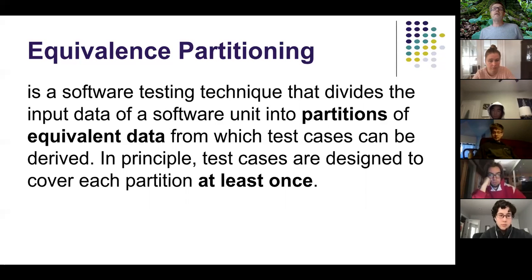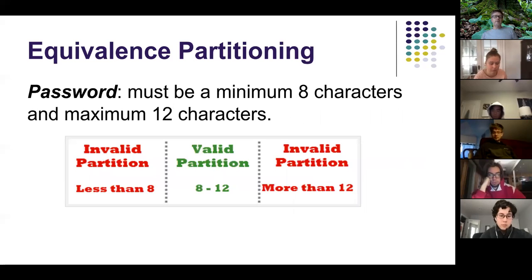And so if we can find the different partitions, we want to make sure we test from every partition and don't leave any of the partitions out, more than we want to get all of the things in one partition, which is not very useful. So here's an example. Let's say we have a password that must be a minimum of 8 characters and a maximum of 12. Well, then we have 3 partitions. We have the partition where things are less than 8, the partition where they're 8 to 12, and the partition where they're more than 12. We want to try things from all 3 of those, right?